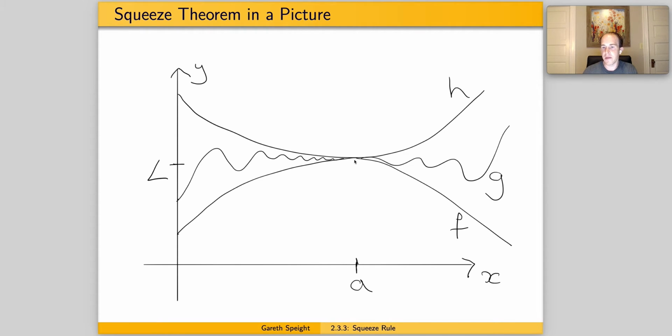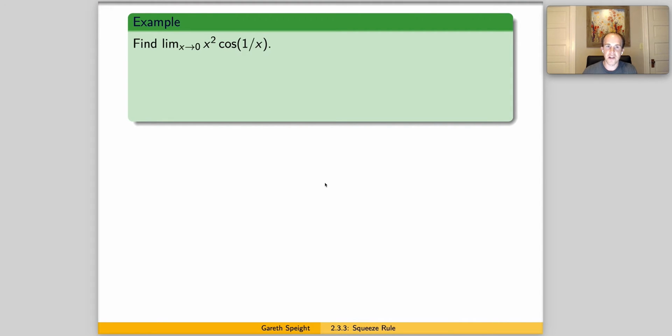Well, if we can work out the limit of h and we can work out the limit of f, then our middle function is kind of squished in the middle, so the limit will be the same. Okay, but notice here we're assuming the limit of f, our small function, and the limit of h, our big function, must exist and they must be the same in order for us to squeeze our middle function in the middle and have the same limit. Okay, so let's see how that works in an example.